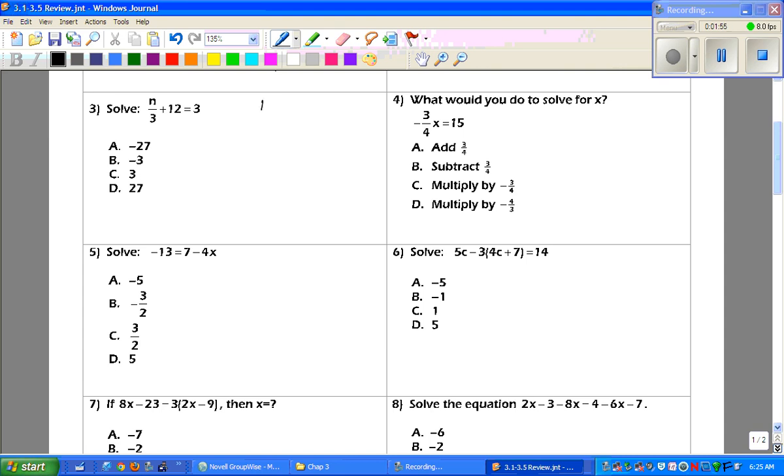This one we just have a couple more steps to do. Draw the line down the middle. Reverse order of operations. I'm going to get rid of addition first. We're dividing right here. The opposite of division is multiplication. And we get n equals -27.